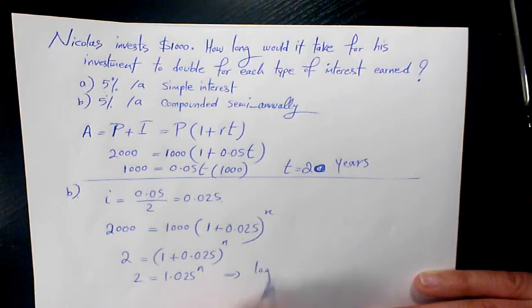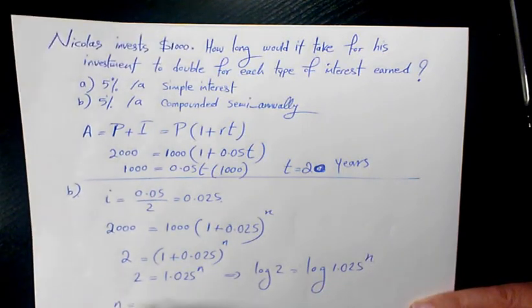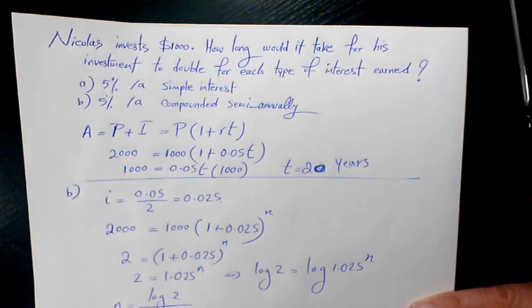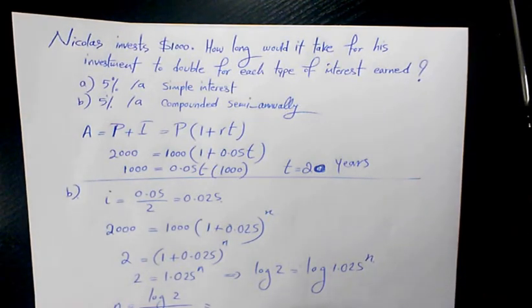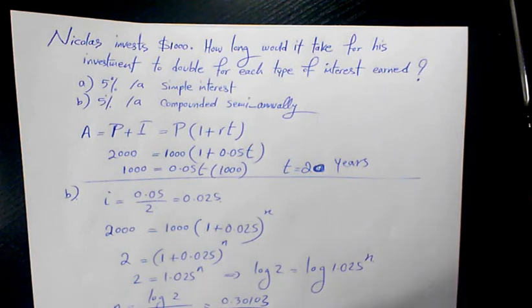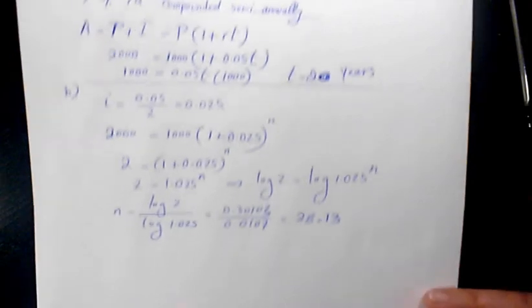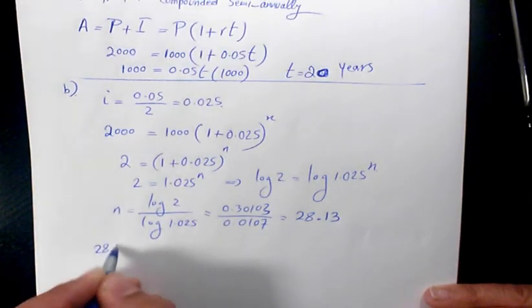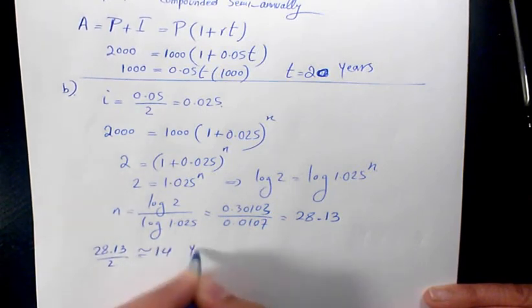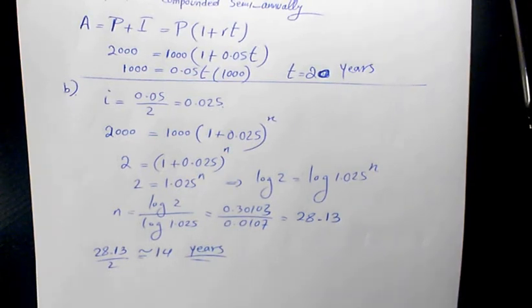Then we can take the log of both sides. So n will be log 2 divided by log 1.025. Log 2 is 0.301203. Log 1.025 is 0.0107. That's going to give me 28.13 compounding periods. So I need to divide it by 2, so it's going to be approximately 14 years. So it is much faster when we use compound interest.